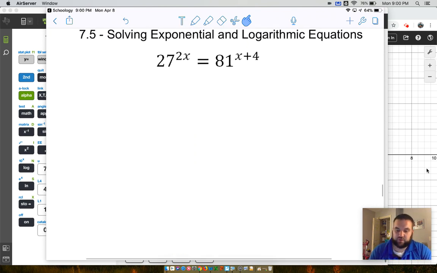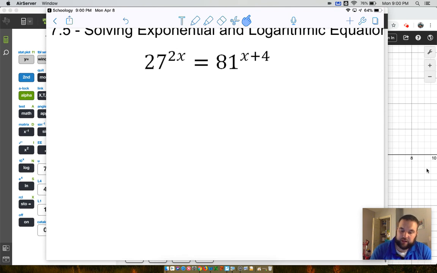Another type of exponential equation that we looked at was this, where it has common bases. So you could solve this problem with logs, and if you've asked me, I've probably shown you how to solve this problem with logarithms. But if I see that my bases are 27 and 81, another technique to do this is to write them. Those are both powers of 3.